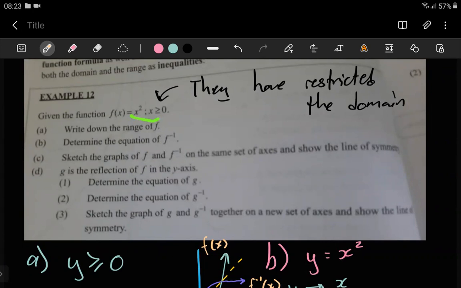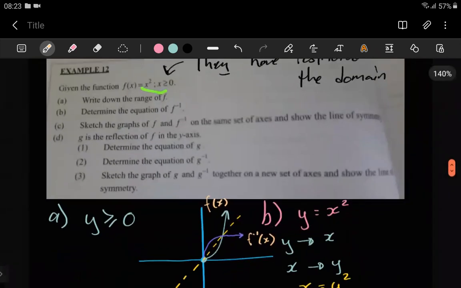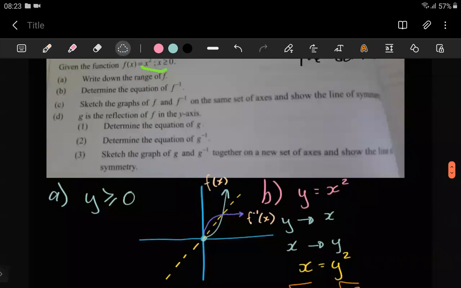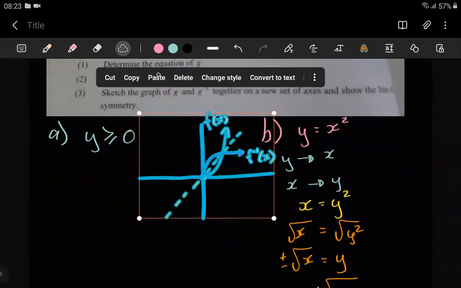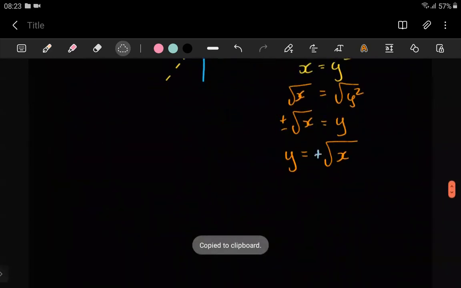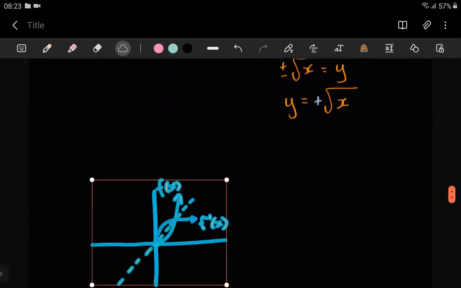Cool. So for D, let's see what D is asking for. D says g is the reflection of f in the x-axis. This one is quite interesting. So let's maybe copy this whole thing, so that we don't have too much going on in one image. Let me copy this. Let's paste it down here.